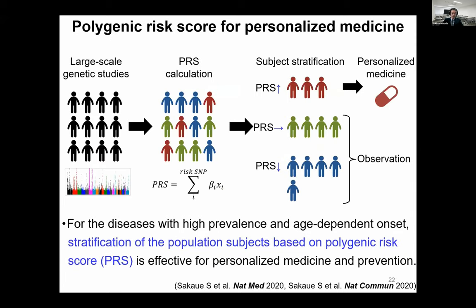So then how to do personalized medicine? One of the points is genetics, something like polygenic risk score. For diseases with high prevalence and age-dependent onset, stratifying population subjects based on polygenic risk score, PRS, is an effective tool for personalized medicine and prevention. This is especially effective for diseases with high prevalence, something like type 2 diabetes. If we can get genetic risk in an early stage of life, it is very informative.